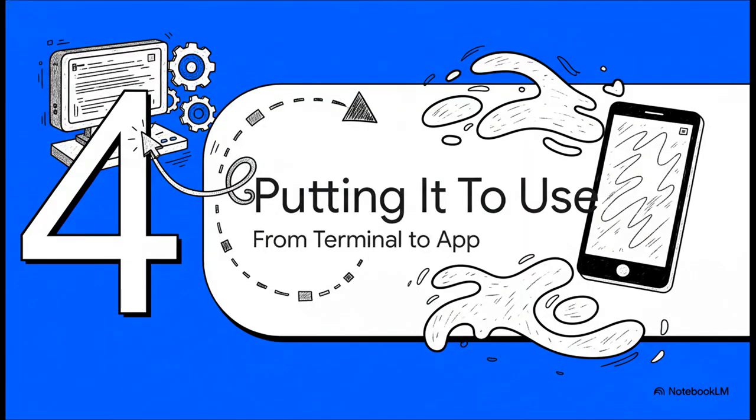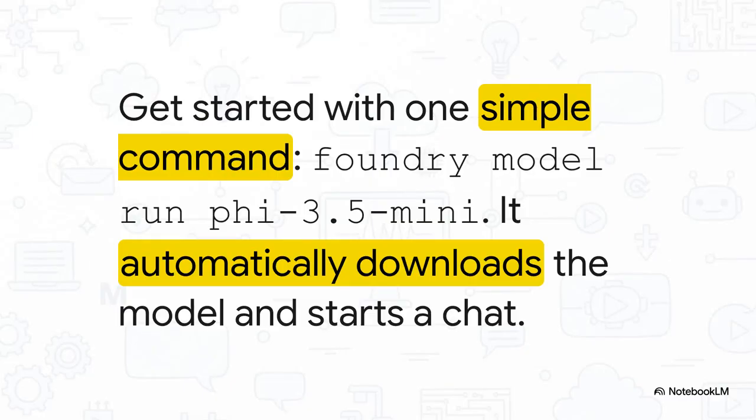All right, the tech is clearly smart. No doubt about that. But is it actually easy to use? Let's take a look at what it takes to go from zero to a running AI model on your machine. Seriously, it does not get much simpler than this. Once you do a quick install, you just pop open your terminal and type this one command, Foundry Model Run Phi 3.5-mini. And that's it. That single line of text will download the model for you if you don't have it already, and then it immediately drops you into an interactive chat session. It's just incredibly easy to get started.